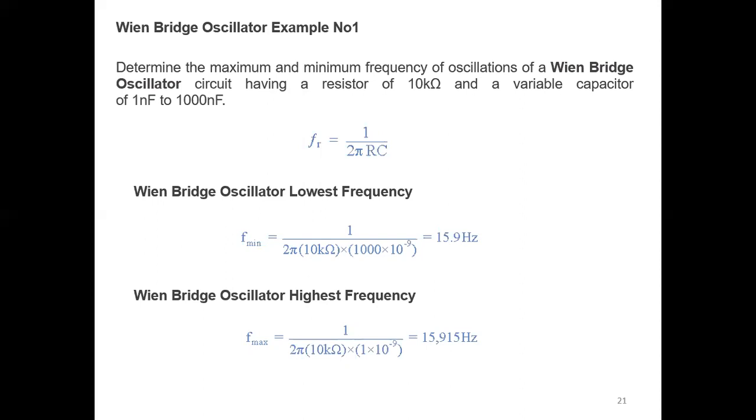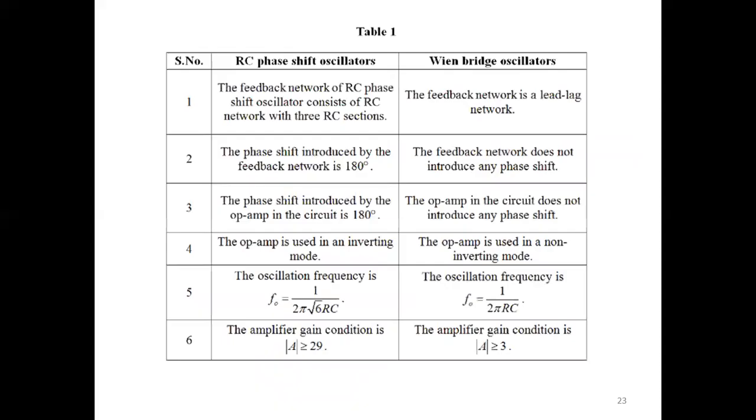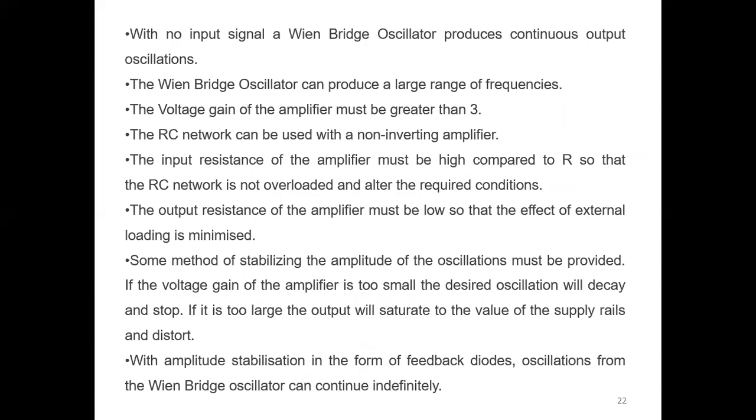The Wien bridge oscillator highest frequency, F max, is equal to 1 divided by 2 pi into 10k into 1 into 10 to the power minus 9, which is equal to 15.915 kHz. So these are the functions of the Wien bridge oscillator.